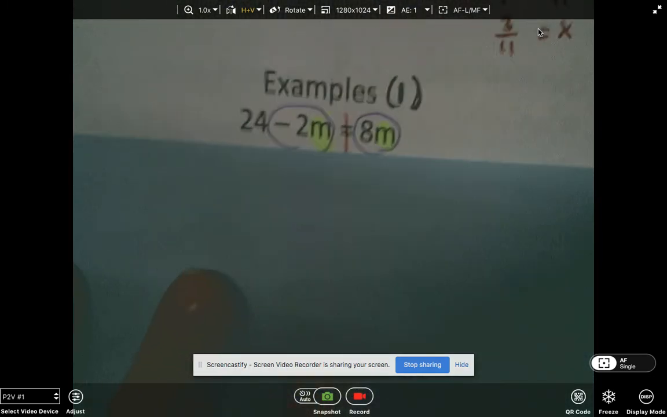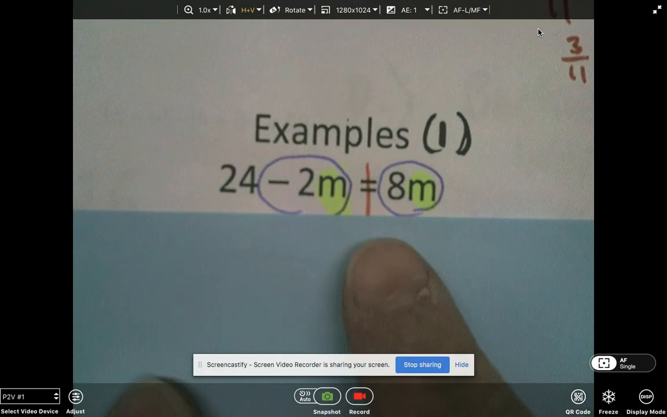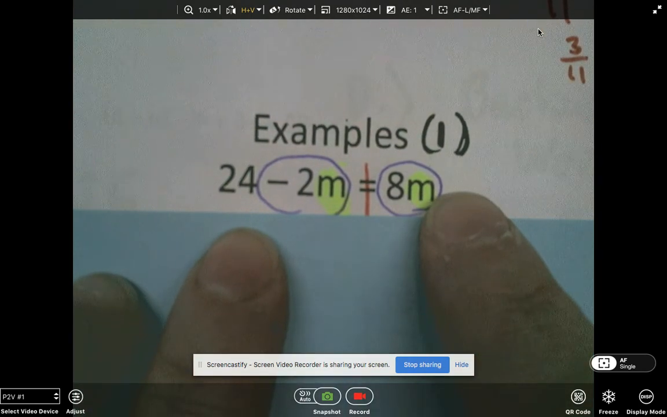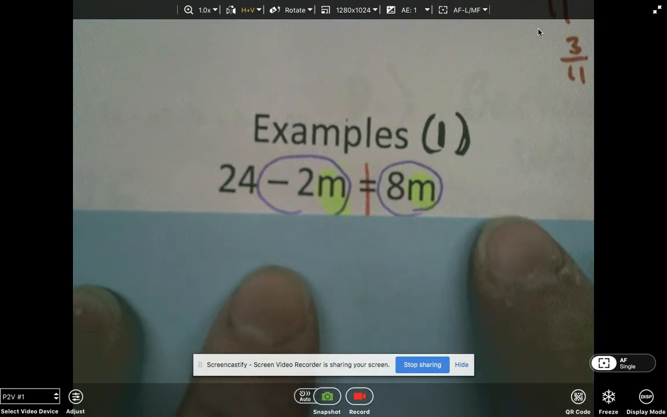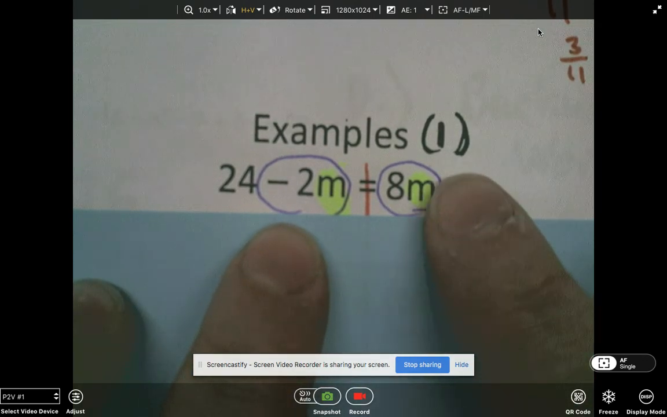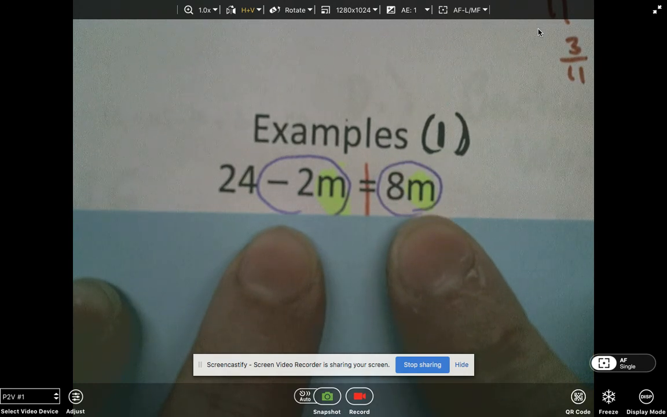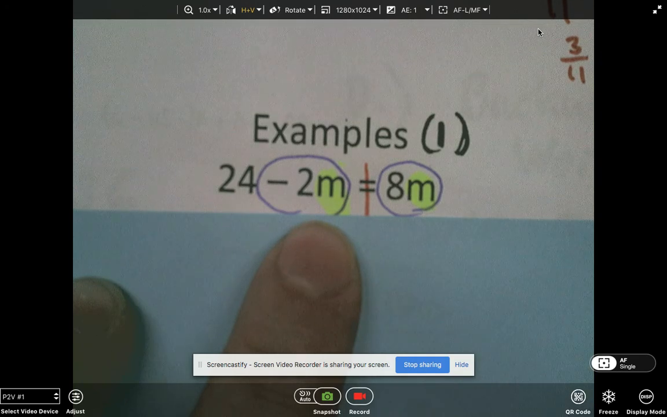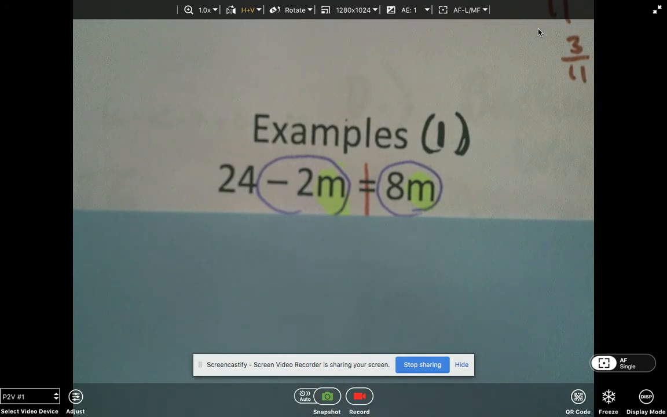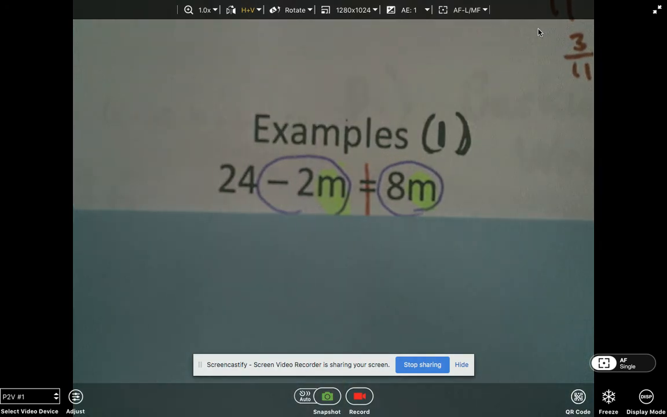So if you look here at example 1, so again, when you see those blue circles, that means we're at step 3. The equation is simplified as much as possible, but there's variables on both sides. And there's still going to be a red line in between, and this time I highlighted the variable throughout the entire equation. So can someone tell me, for example 1, which variable term will I get rid of first? Hopefully you said negative 2m.